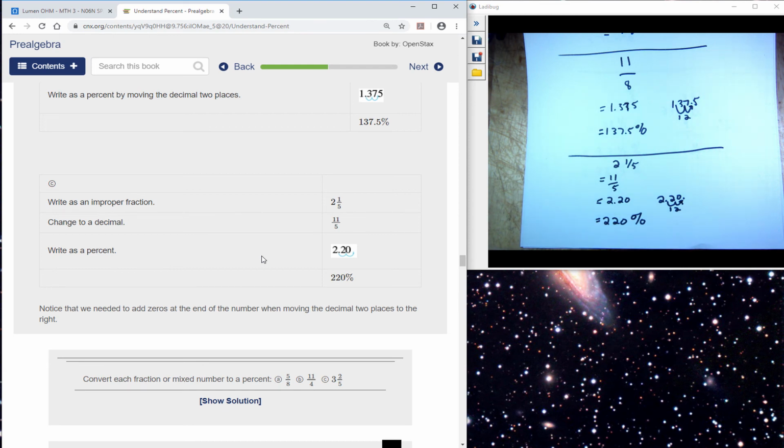This next one here, write as an improper fraction. That's what I did here. Then I wrote it as a decimal. Then I shifted my decimal point over 2 places, and I have 220%.